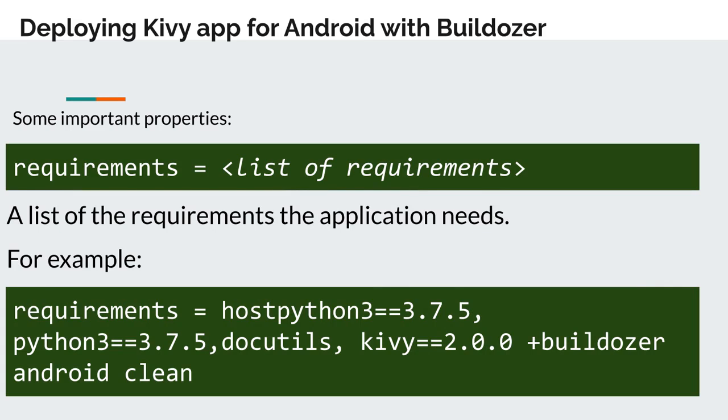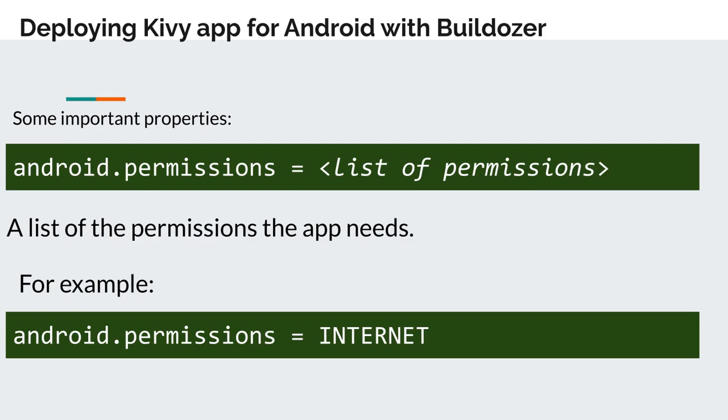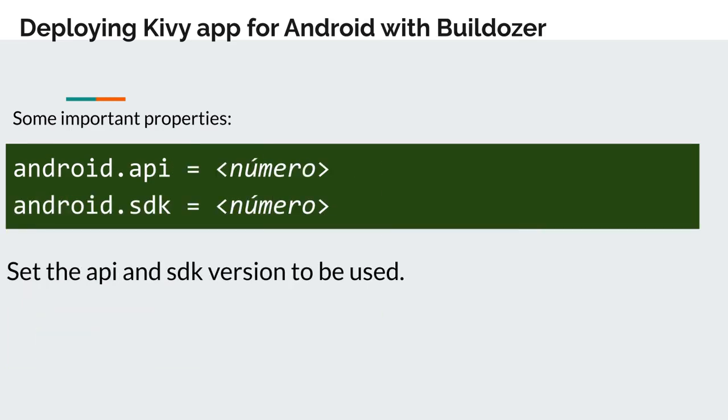Another important property is the requirements. It's a list of the requirements the application needs to run. Shown here is an example of requirements. Another important property is the Android.permissions. It's a list of the permissions the application needs to run. We also have Android.api, and Android.sdk options. These options set the API and SDK versions that will be used by the application.